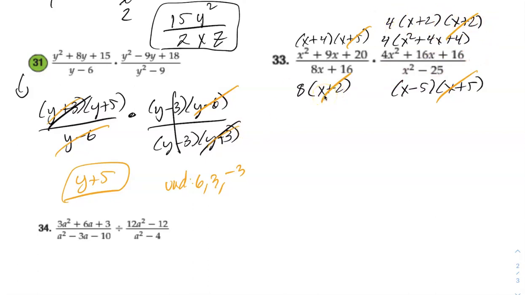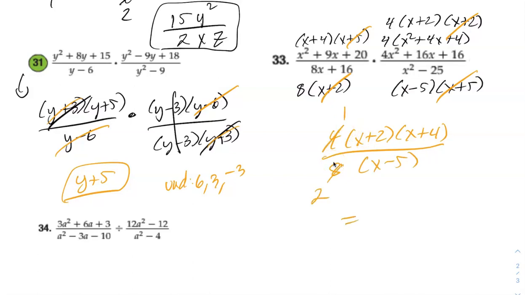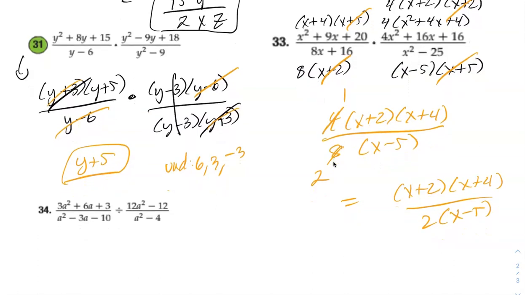Let's simplify a little bit more, because we did all the big ones. So I have 4, x plus 2, x plus 4, over 8, x minus 5. Then I can reduce the 4 and 8, they both divide by 4. So my answer would be x plus 2, x plus 4, over 2 times x minus 5. There we go. Last one.